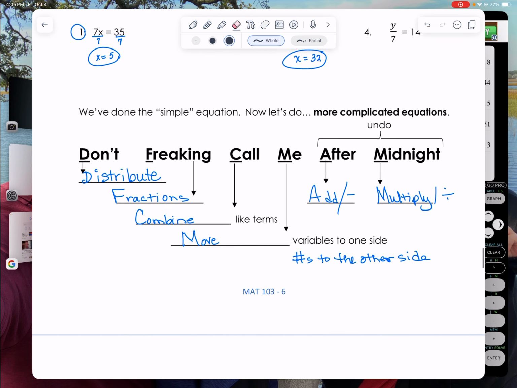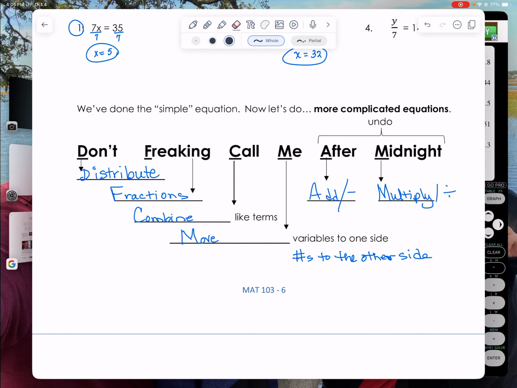Now, I love this when I'm teaching y'all in class because I don't give you any heads up and I just yell really loud, "Don't freaking call me after midnight!" And students that were asleep are now awake in my class and looking at me, and everyone else looks at me like I'm crazy. But that's okay. That's what I want you to remember. Don't freaking call me after midnight. I don't want you to call me after midnight. I won't answer.